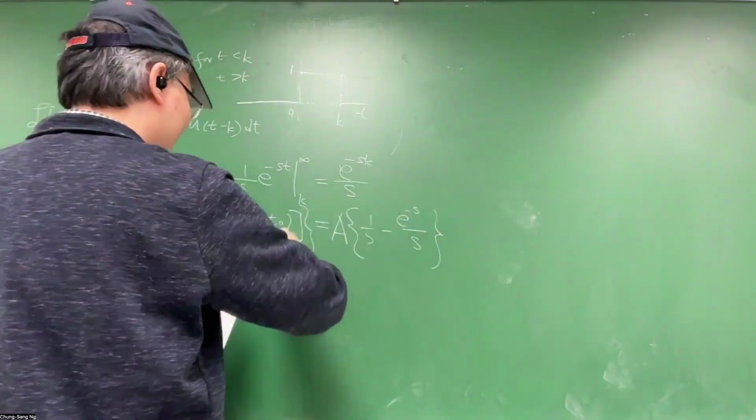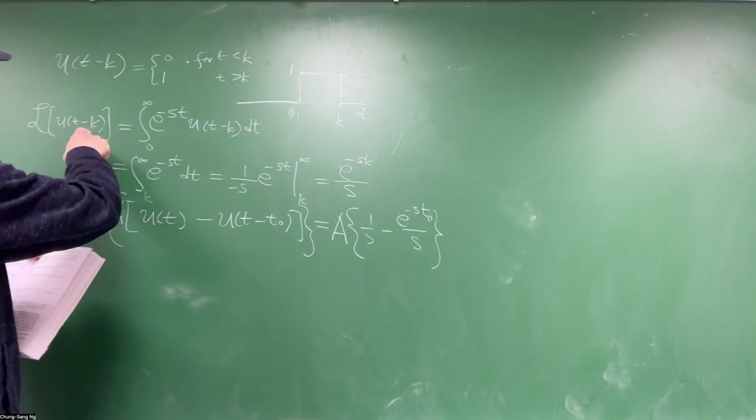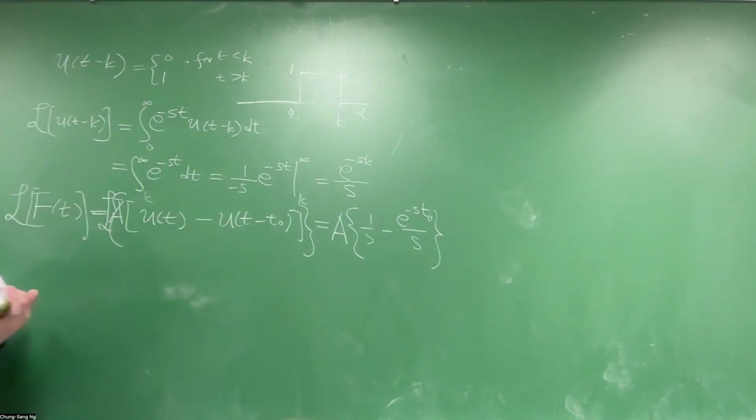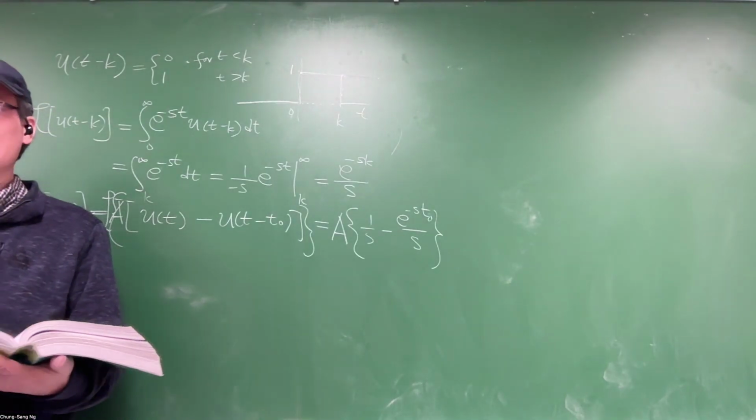Okay, sorry. Let t sub 0 be the k. K is t sub 0. Just forget about it. It's okay.